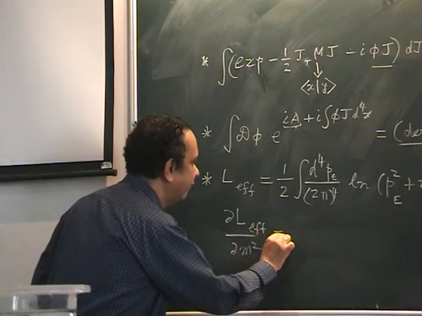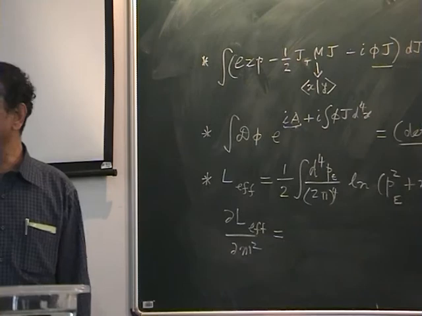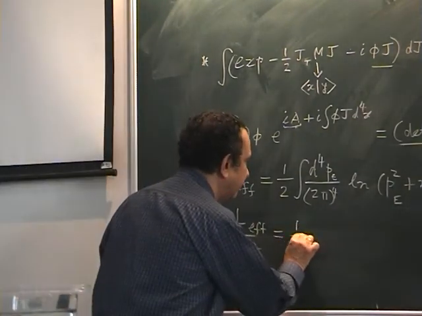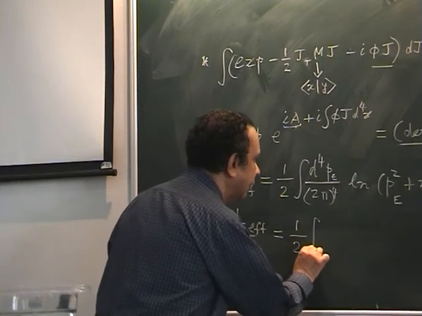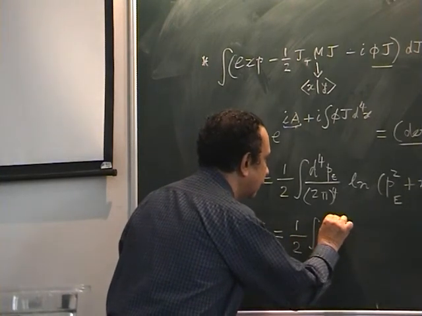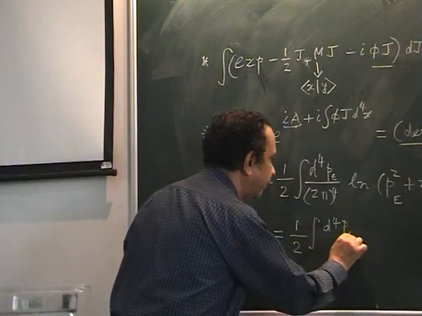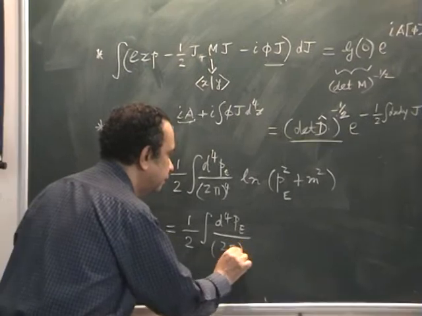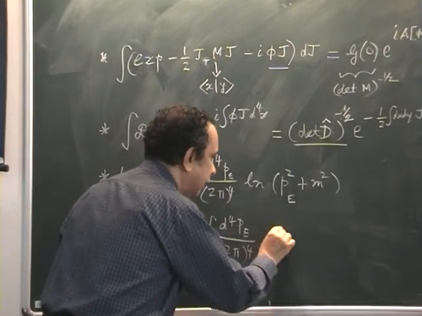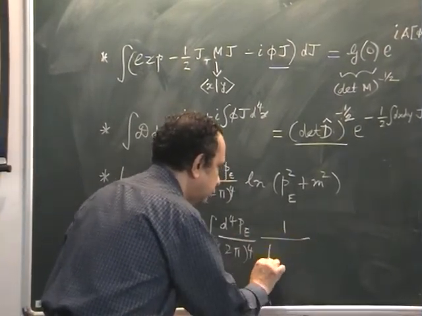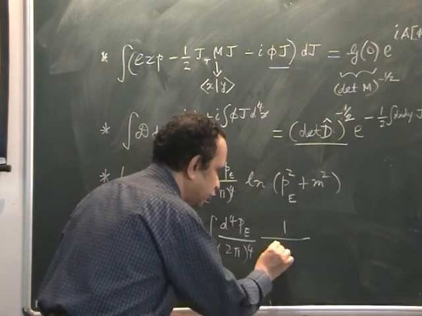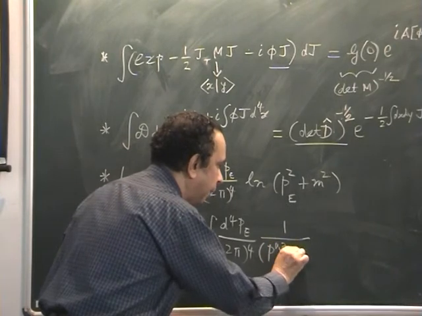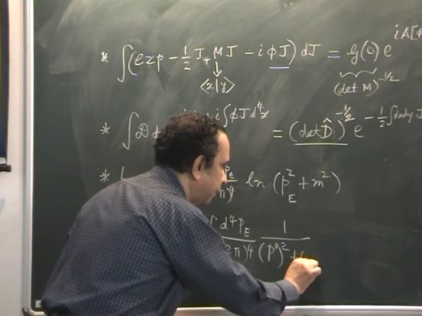You take the derivative of this quantity with respect to m square, because then we just want to bring down the power. So this will be half the integral d4pe over 2 pi to the power 4. This will give me 1 over p Euclidean square, which I am going to write as p naught square plus omega p square.